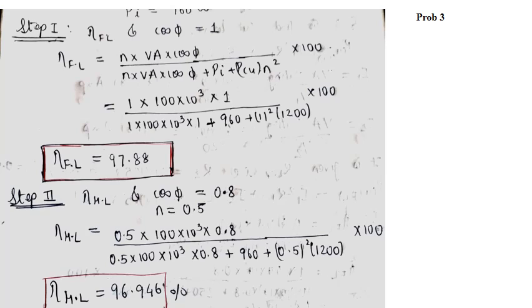In the second step, we are supposed to calculate the half load efficiency at 0.8 power factor. Half load means the value of n equals to 0.5. How are we obtaining the value of n? It is nothing but actual load upon full load. So actual load is how much? 50%. So it will be 0.5. So the efficiency at half load that we are getting is 96.946.